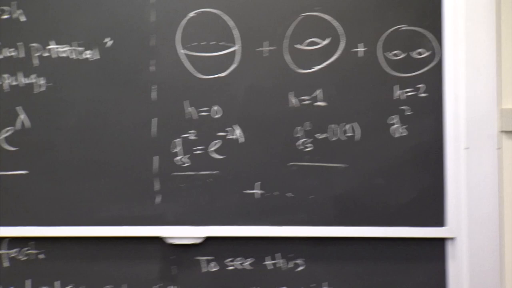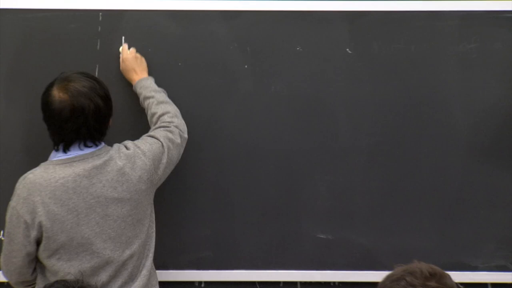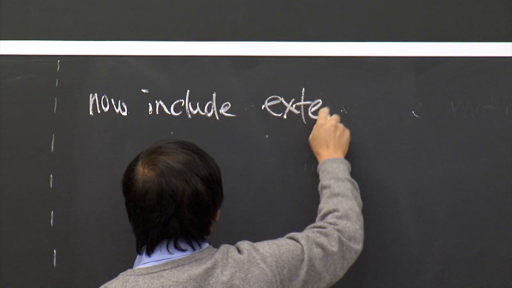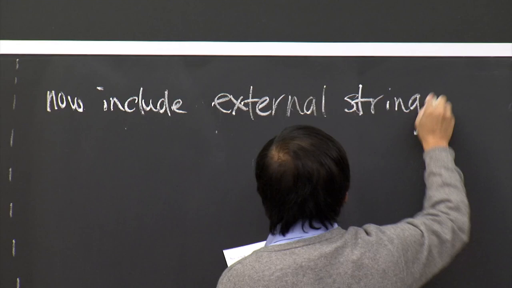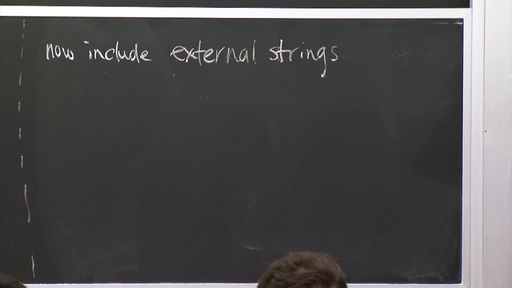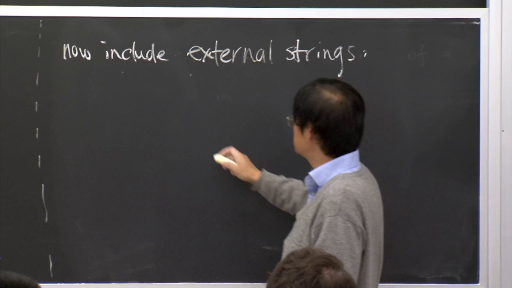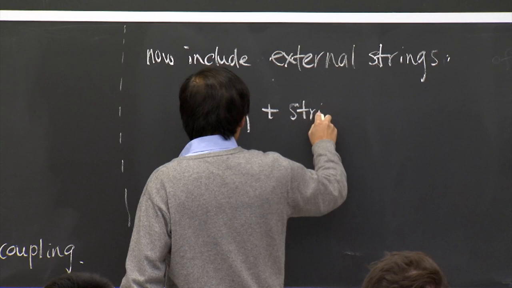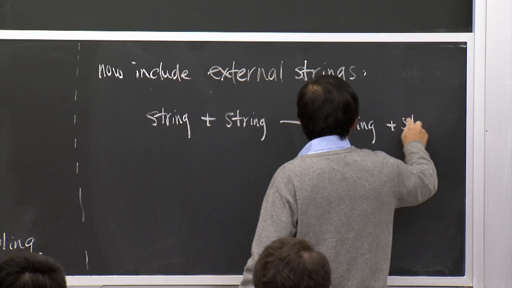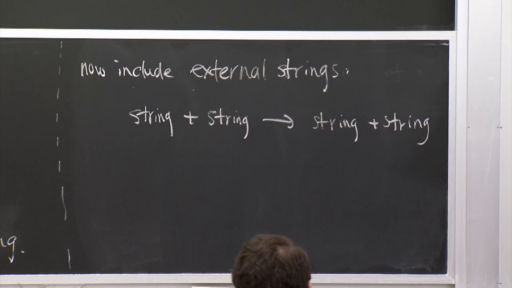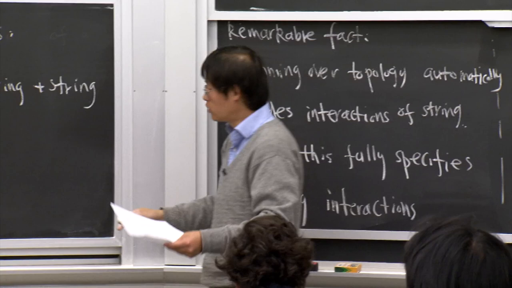So now here is the key. Now let's look at the external strings. At the beginning, I was looking at the vacuum process. There was nothing, just everything came out of the vacuum. But you can also consider some process where you start with two strings. Then you scatter them together, and you get two strings back. So you started with two initial strings, and then through some complicated interaction, you have two strings back. For example, this would be such a process.